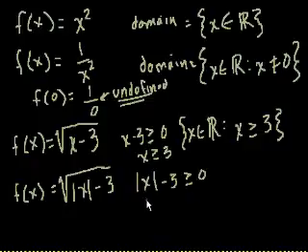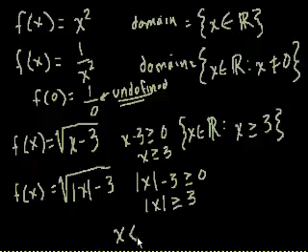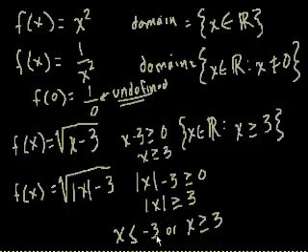So we have the absolute value of x has to be greater than or equal to 3. And in order for the absolute value of something to be greater than or equal to something, that means that x has to be less than or equal to negative 3, or x has to be greater than or equal to 3. Right? It makes sense because x can't be negative 2, because negative 2 has an absolute value less than 3. So x has to be less than negative 3. It has to be further in the negative direction than negative 3, or it has to be further in the positive direction than positive 3.